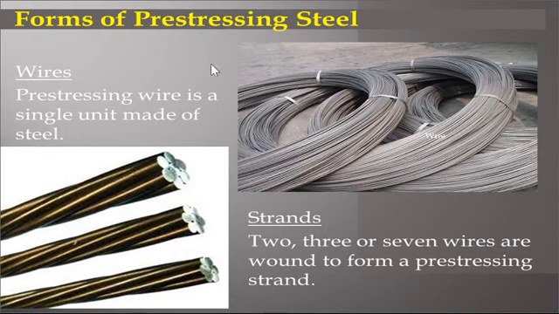Some examples: we use the wires, high tension wires. These are the bundles of high tension wire, a single unit. This is called a strand. That means multiple wires are bound in one unit, that's why it is called a strand. The strand may consist of 2 wires, 3 wires or 7 wires in the form of a pre-stressing strand. This is called the strand, single wire or strand.